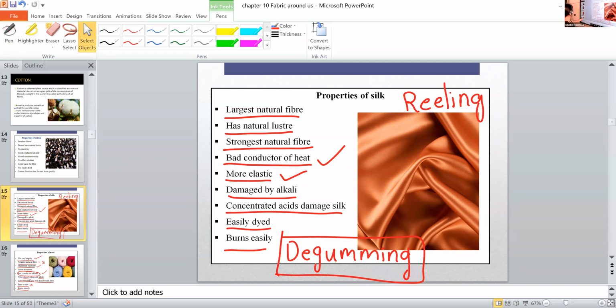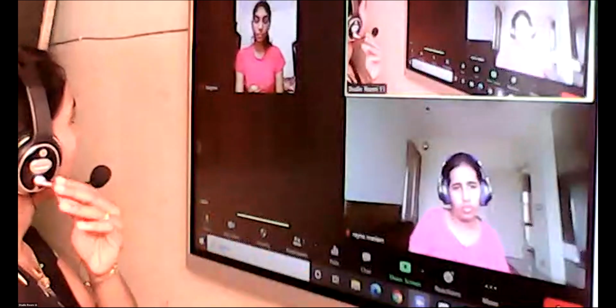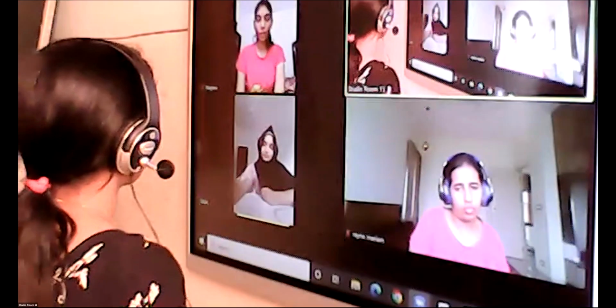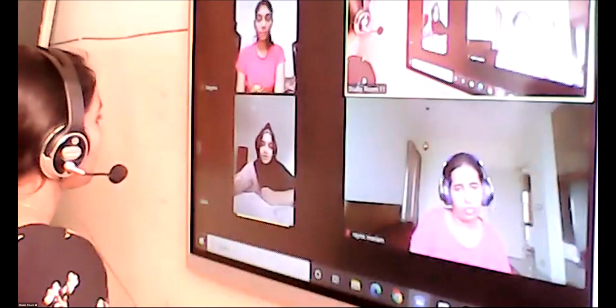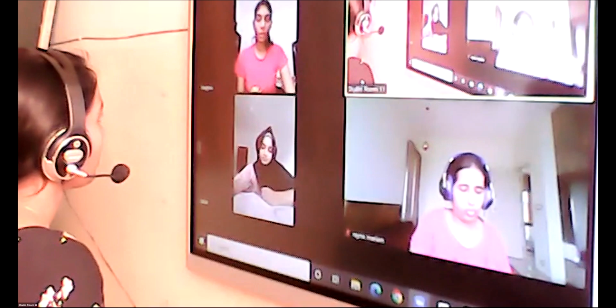Sana, just list the properties of silk. Silk is a natural fiber. It burns fast. Meghna, give any one point. It can be dyed easily.